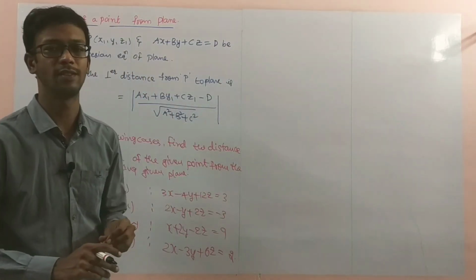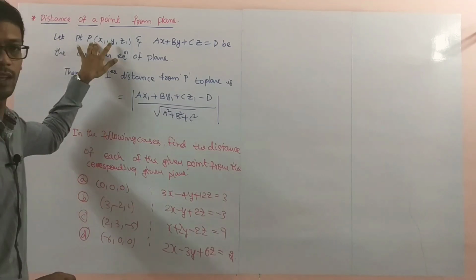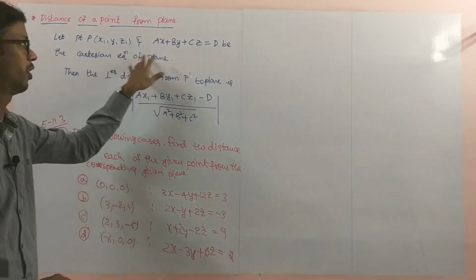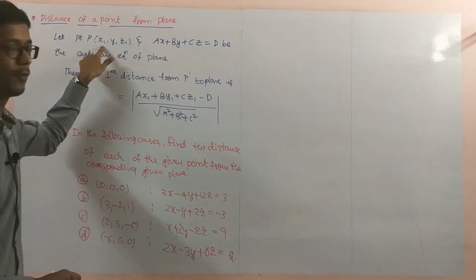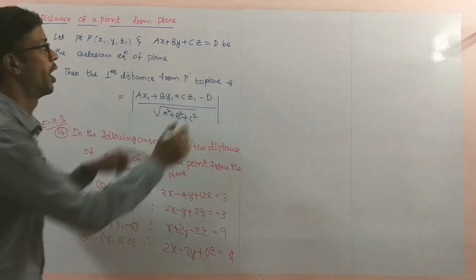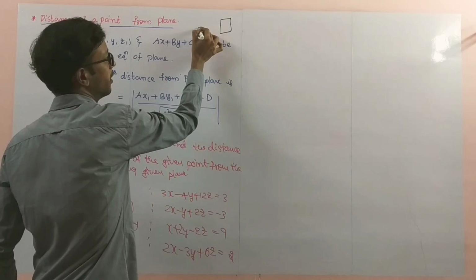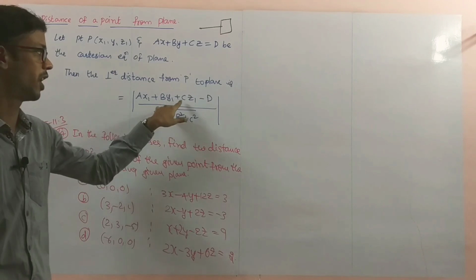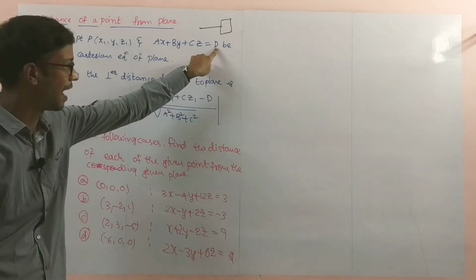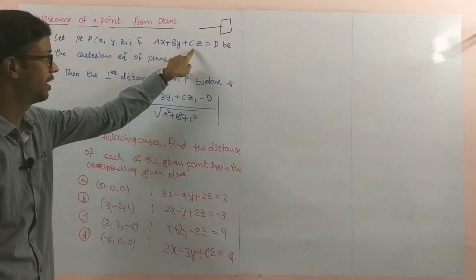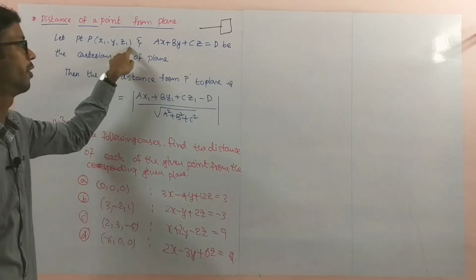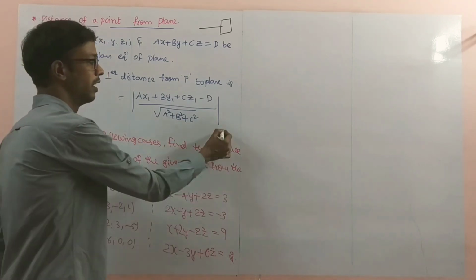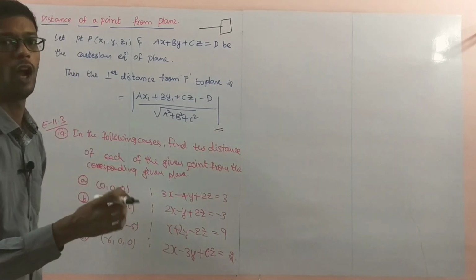Now we discuss one more last formula here. If P is a point, and Ax plus By plus Cz equal to D is the Cartesian equation of a plane, the distance from point to plane: one plane is there and one point is there. The perpendicular distance from point to plane formula is: Ax1 plus By1 plus Cz1 minus D, where you send D to the left side, substituting this point for x, y, z as x1, y1, z1, divided by square root of a square plus b square plus c square. This is the distance from point to plane.